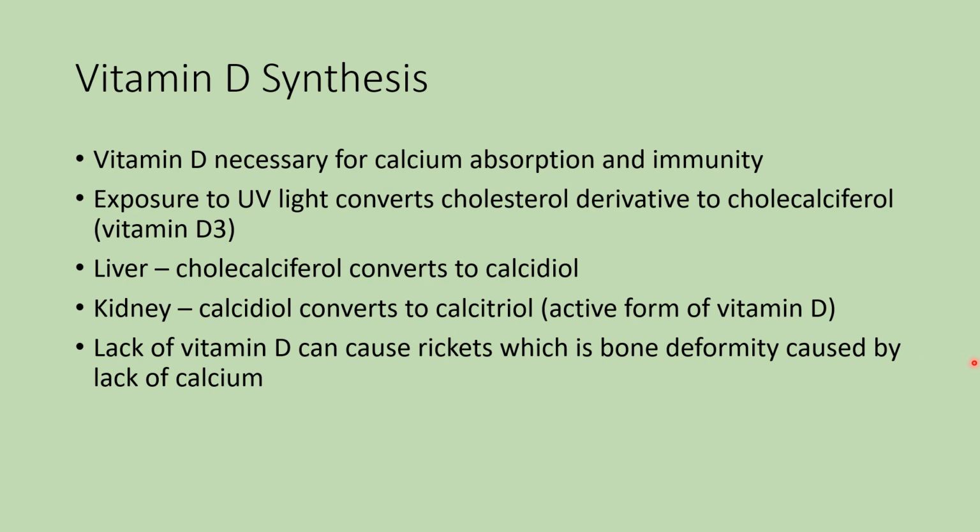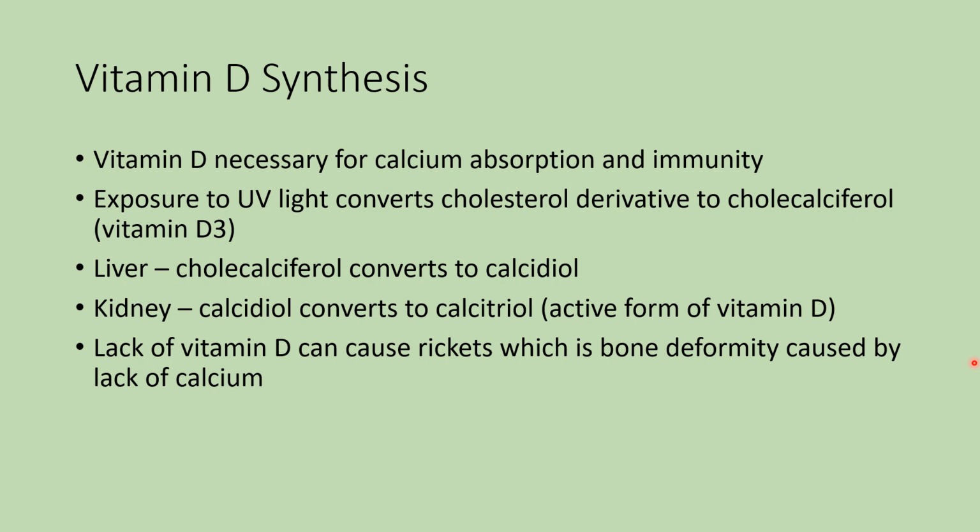For vitamin D synthesis, vitamin D is necessary for calcium absorption. Vitamin D also plays a role with your immune system. So calcium is necessary for things such as nerve impulses, muscle contraction. So you have to have calcium. You can take all the calcium in your diet, but if there's no vitamin D, you're not going to absorb any of it. So you have to have vitamin D in order to absorb that calcium.